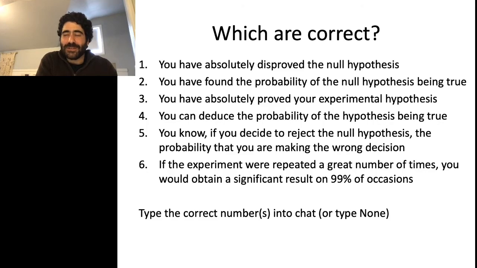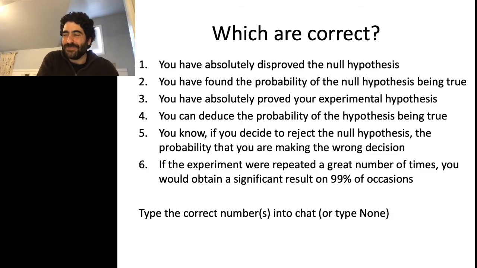This one I myself got fooled by, because I thought this sounds kind of right, but this is actually the same as 2. Right? If you decide to reject the null hypothesis, the probability you're making the wrong decision is the probability that the null hypothesis is true. Right. So 5 is actually the same as 2, just written differently in a confusing way.